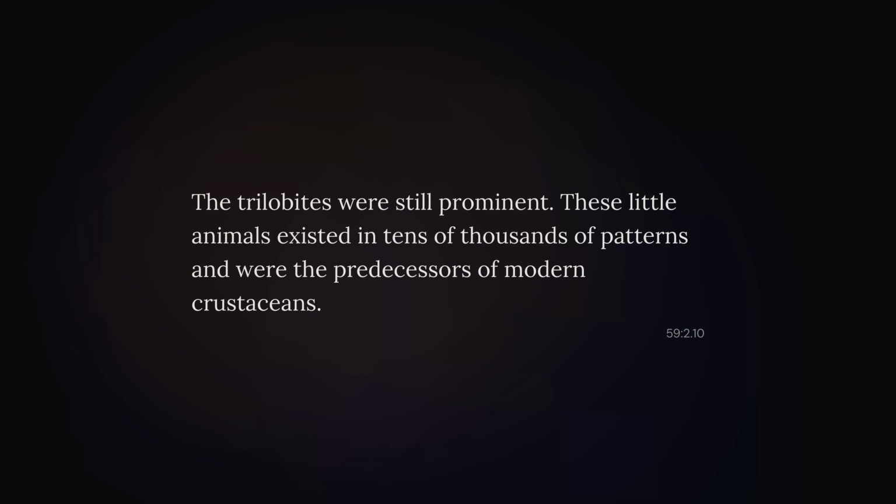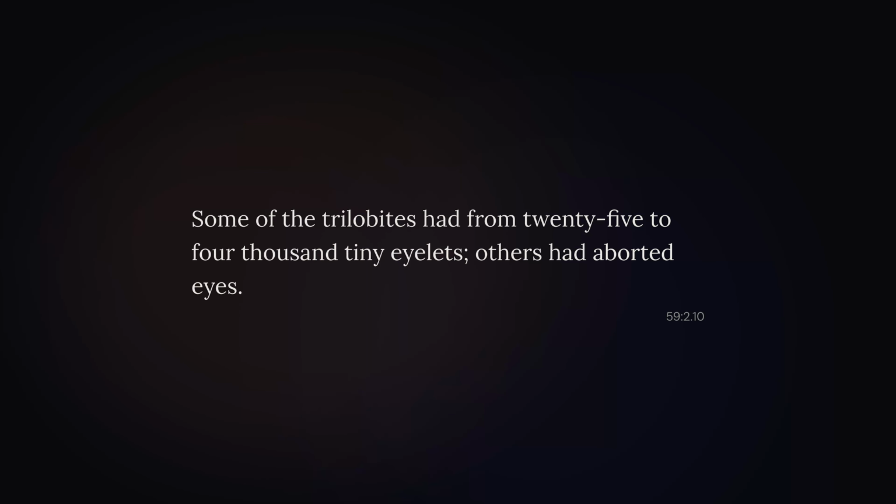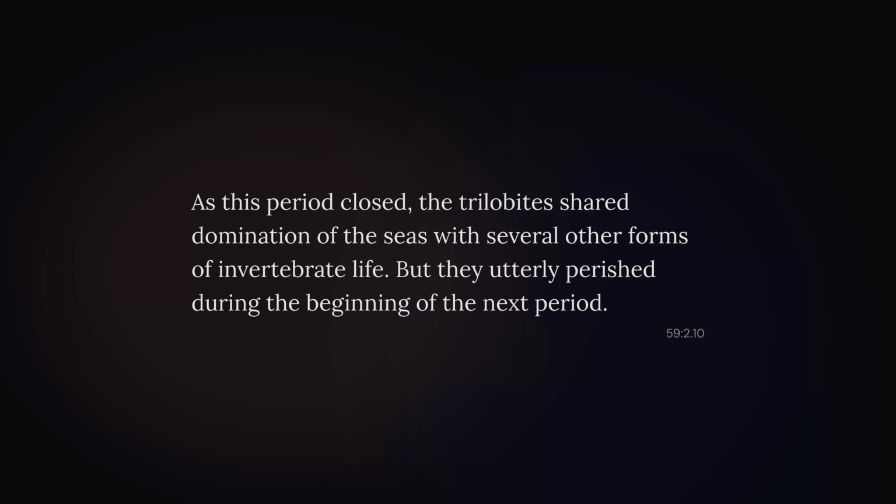These little animals existed in tens of thousands of patterns and were the predecessors of modern crustaceans. Some of the trilobites had from 25 to 4,000 tiny islets. Others had aborted eyes. As this period closed, the trilobites shared domination of the seas with several other forms of invertebrate life, but they utterly perished during the beginning of the next period.